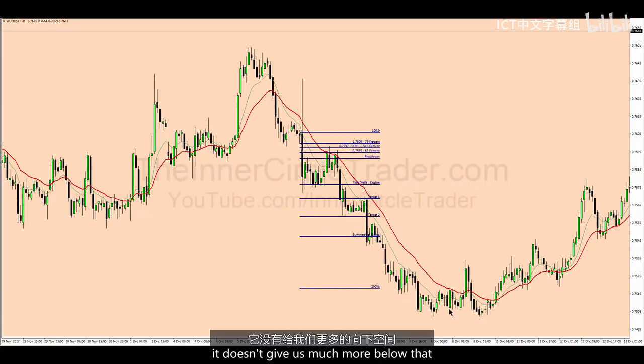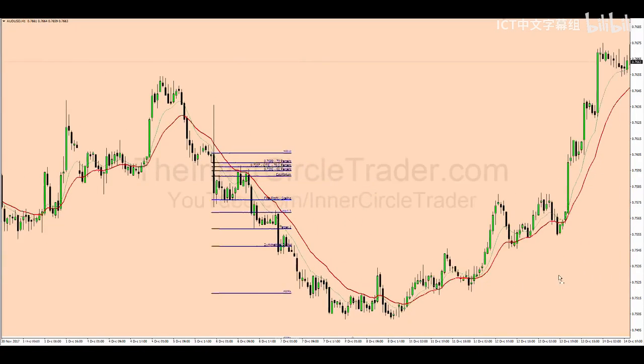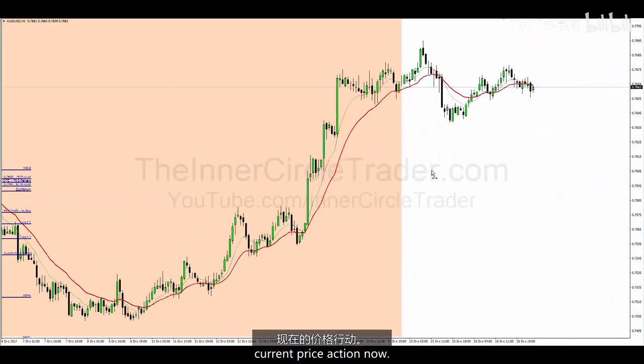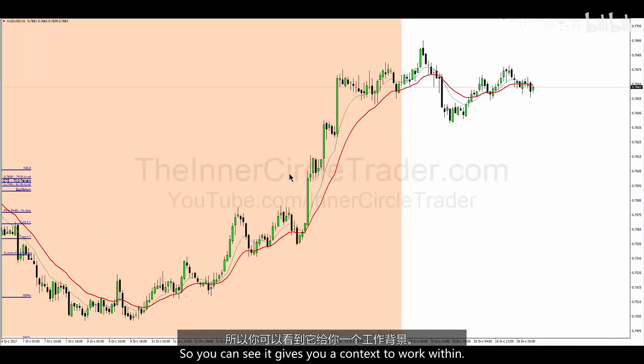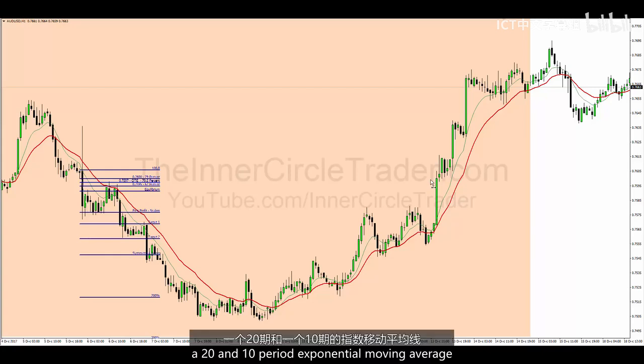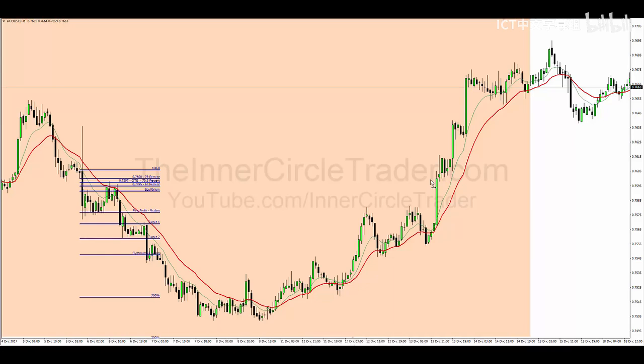It doesn't give us much more below that before we started consolidating and going back above the red line. So we're neutral, and then everything has reversed until recent current price action now. So you can see it gives you a context to work within. Now it's not perfect. Nothing's ever going to be perfect, but it gives you a quick down and dirty way to apply two simple moving averages, a 20 and 10 period exponential moving average on the daily and on the hourly chart. And it frames your context of what side of the marketplace you should be waiting to trade on.